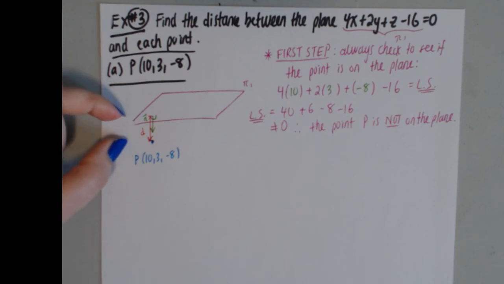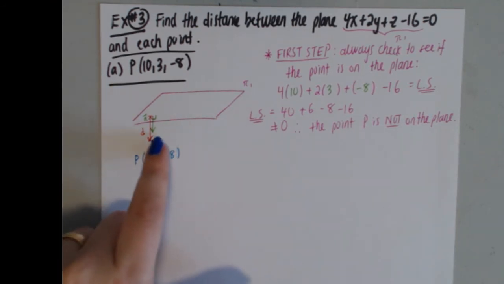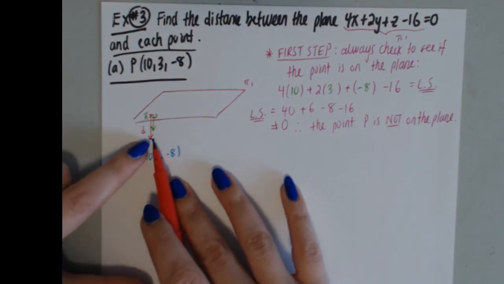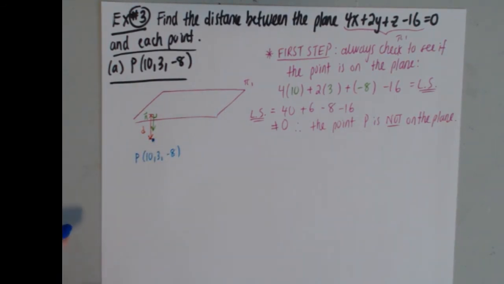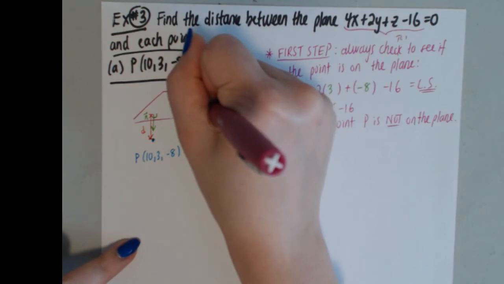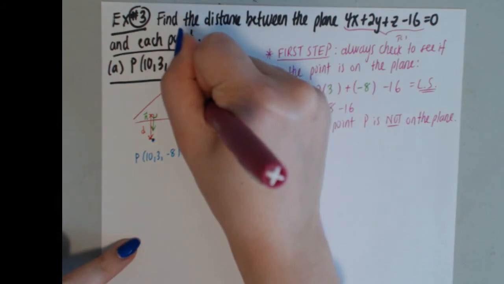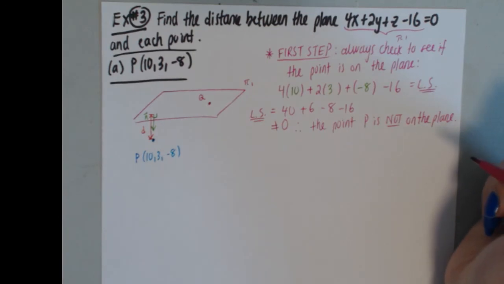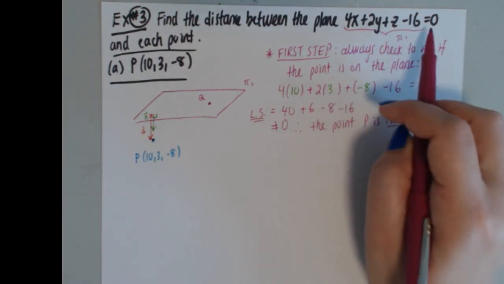Now, the key is that the vector I project onto the normal has to have one point at P, and it has to have another point on the plane. Since I need one point P and one point on the plane, why don't we just call the other point Q? I don't know exactly where that point's going to be, but let's just stick it here. I need some point on the plane. And you can figure out points on the plane. I have the equation right here.